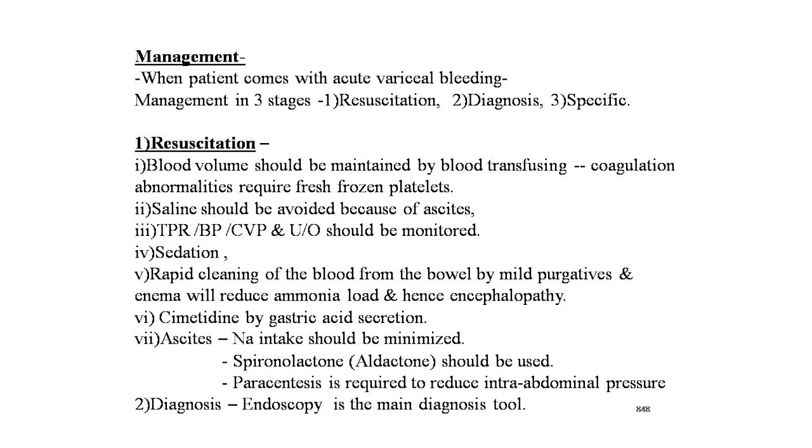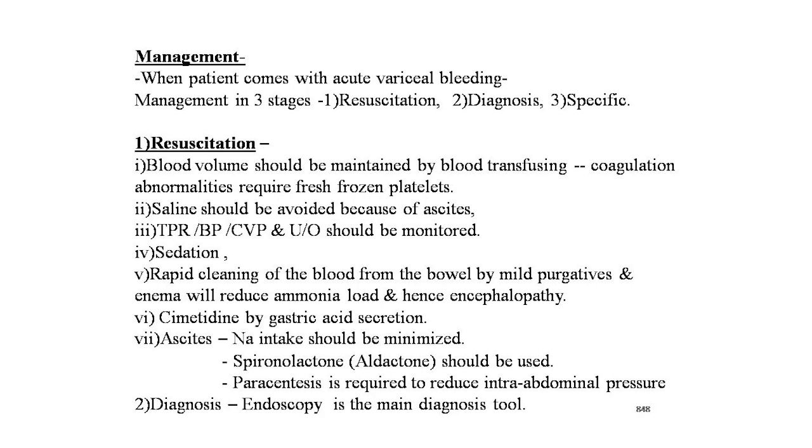Coagulation abnormalities require fresh frozen plasma. Saline should be avoided because of ascites. There is liver cirrhosis and portal hypertension, so there is a high risk with IV fluids, so saline should be avoided. Only blood transfusion should be done. TPR, BP, CVP, central venous pressure, and urine output chart should be monitored.